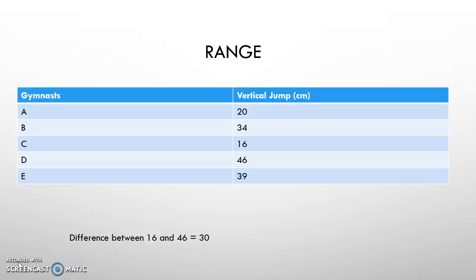Here is an example of the range, which I was talking about earlier. This should make it more simple if you were confused by my explanation earlier. So as you see here, gymnast A scored 20 centimeters, B 34, C 16, D 46, E 39. And you can see that the difference between 16 and 46, which is the lowest and the highest score, is 30, therefore the range is 30 centimeters.